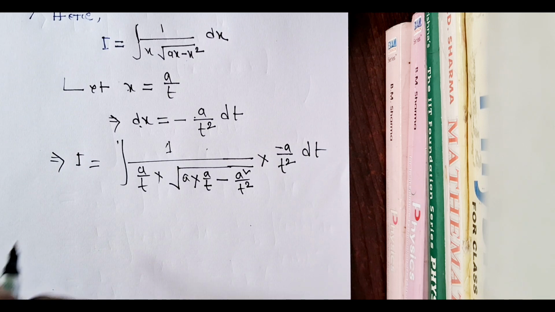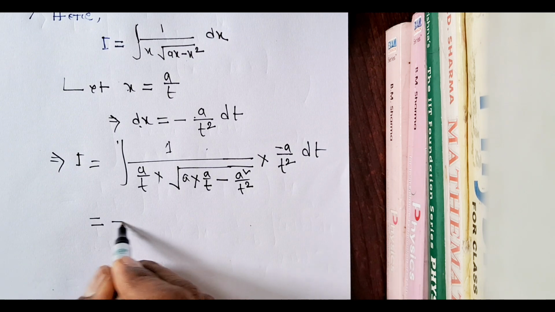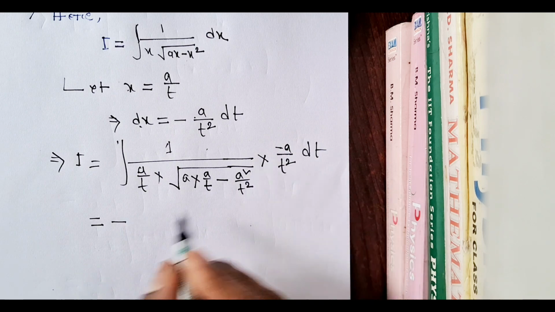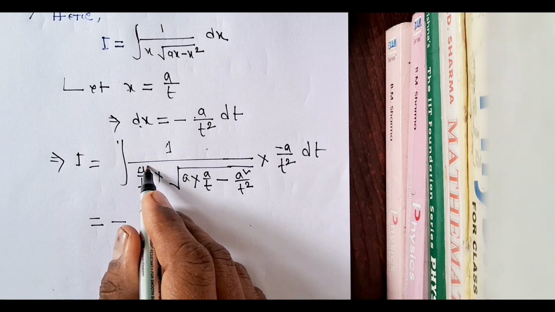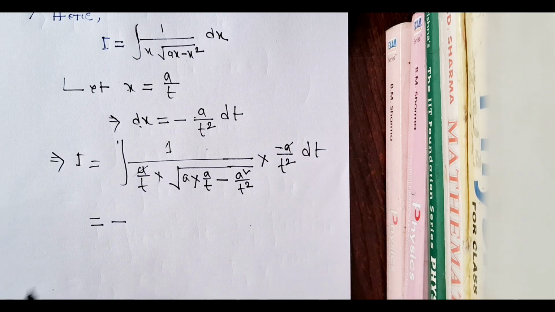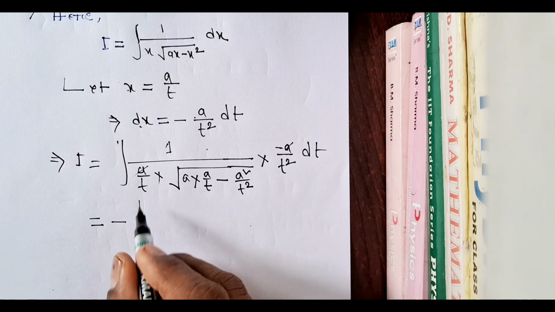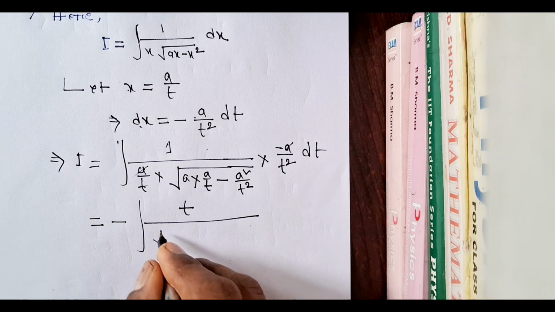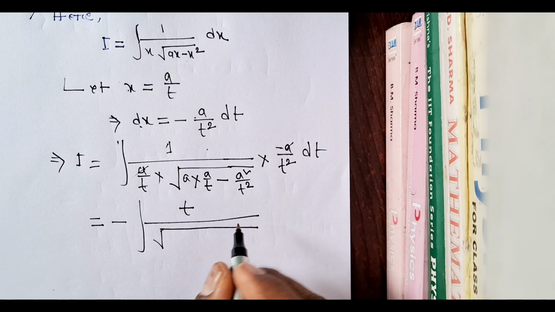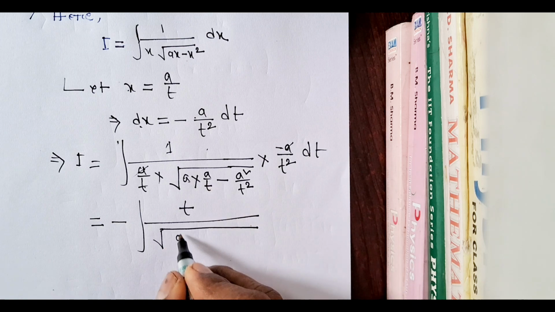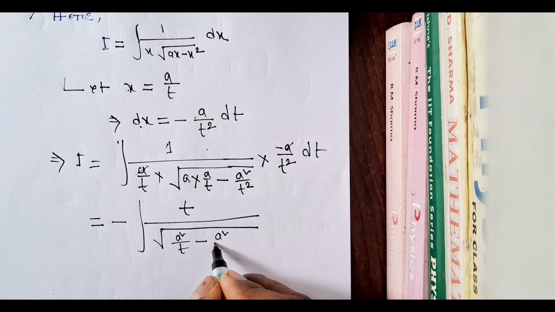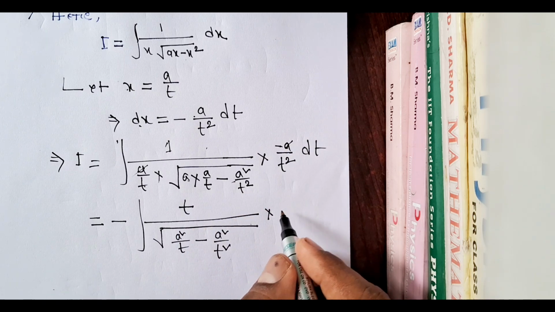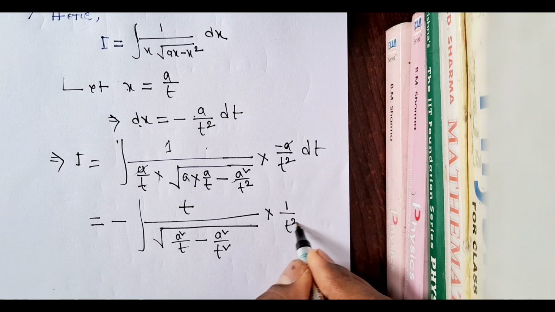Now the simplification part. Let me give a minus sign here; here it is a, and this a cancels out. Now it is your integration, something by t, so let me write t here, divided by under root of a square by t minus a square by t square, this term, into, here it is only 1 by t square dt.